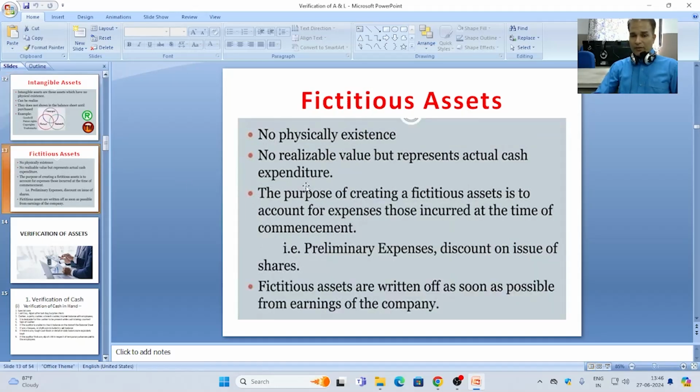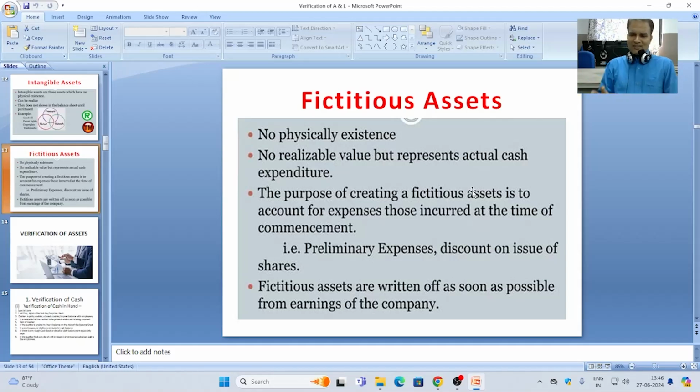Next is fictitious assets. Fictitious assets are imaginary assets. They don't have any physical existence, no realizable value, but represent actual cash expenditure. The purpose of creating a fictitious asset is to account for expenses incurred at the time of starting the business, that is preliminary expenses or discount on issue of shares. Fictitious assets are written off as soon as possible from the earnings of the company.